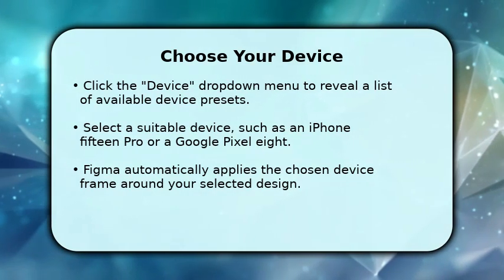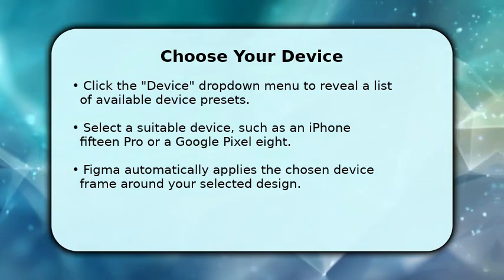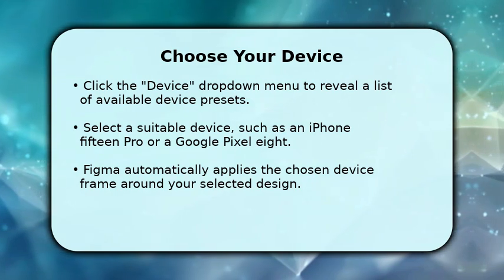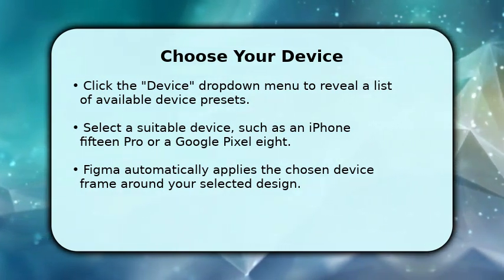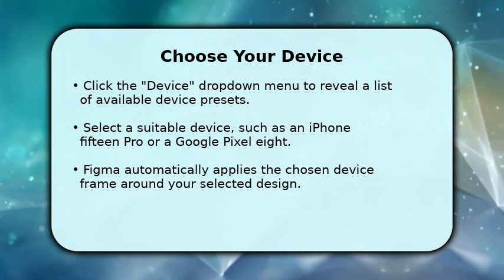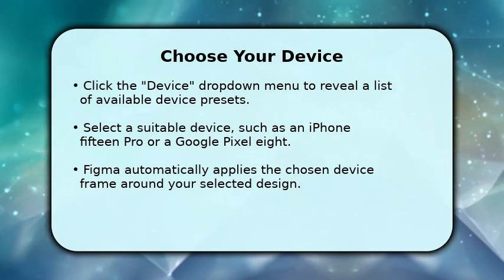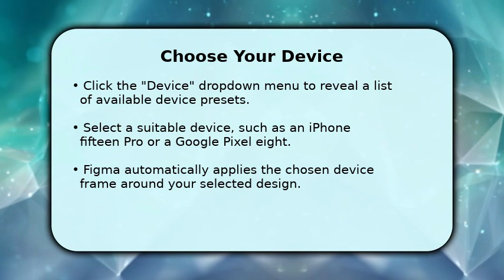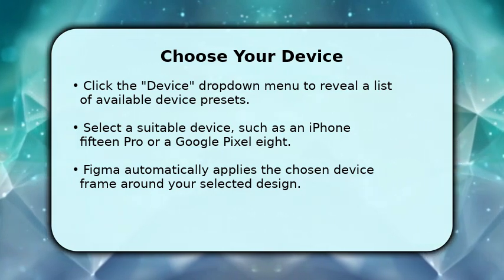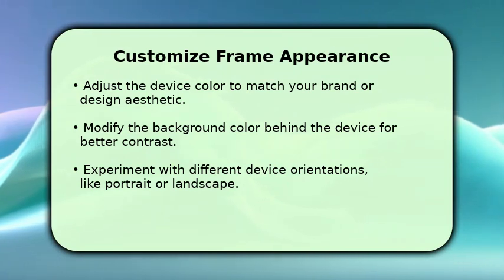Once in the Prototype section, click the Device drop-down menu. Here, you'll see a wide array of popular devices like the iPhone 15 Pro or the Google Pixel 8. Choose the one that best fits your design's context. Figma will instantly wrap your selected frame with the chosen device, giving it a realistic and professional appearance without any complex manual adjustments. After selecting your device, you can further refine its appearance.